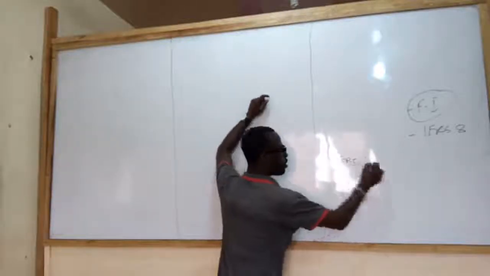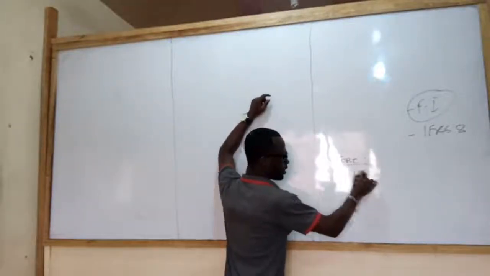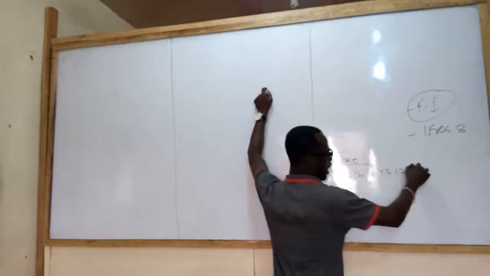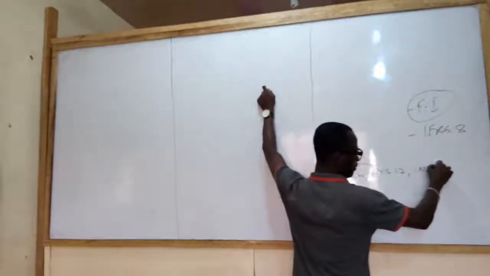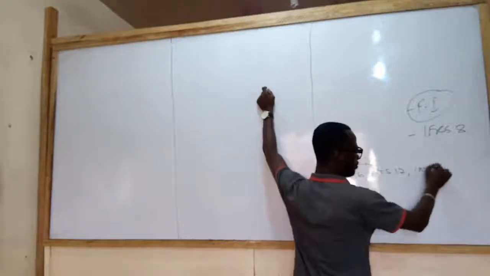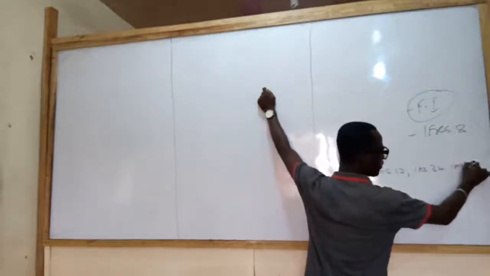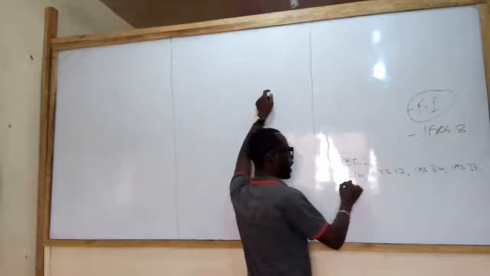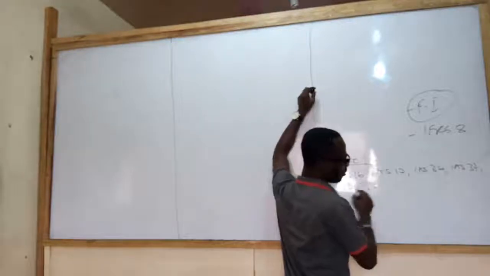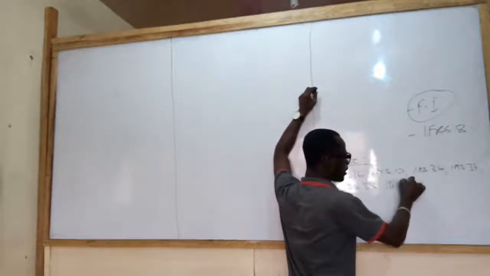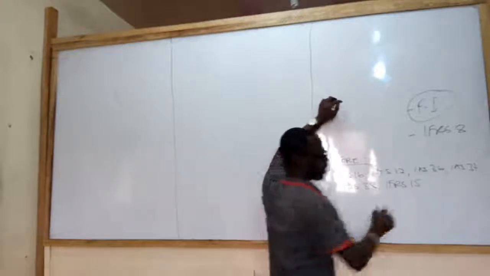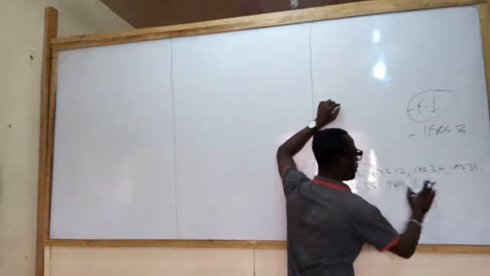Continue with IAS 16, IAS 12, IAS 38, IAS 36, IAS 37, IAS 38, and then also IFRS 15, revenue from contract with customers.